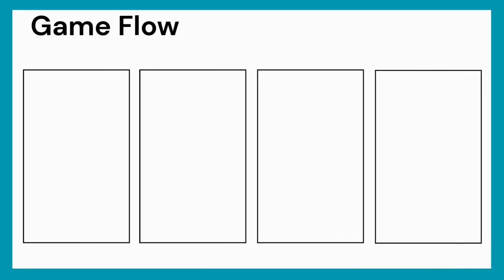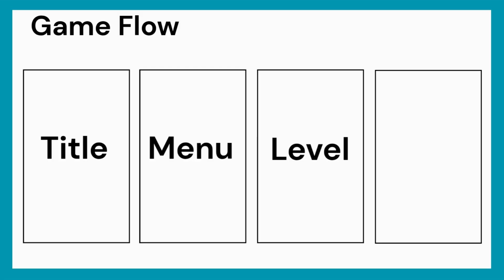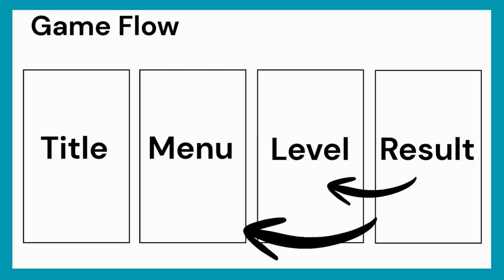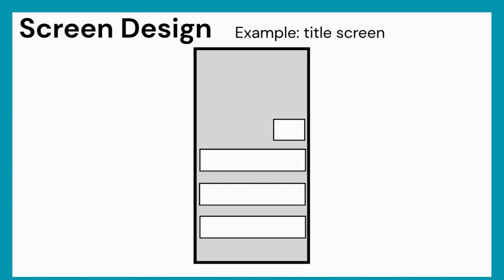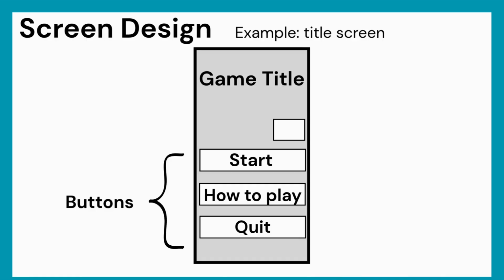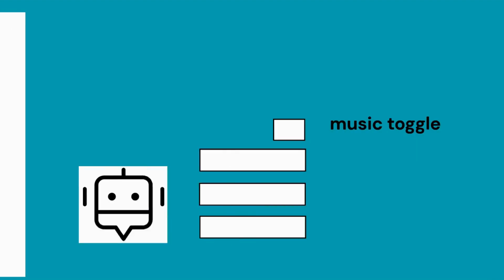Before coding, I defined the full game flow. 1. Title. 2. Menu. 3. Level. 4. Result. Then back to menu or next level. Here's how I designed the title screen. Game title. Start button. How to play. Quit. Music toggle. And each button has a clear function. Defining this early saved me a lot of confusion later.